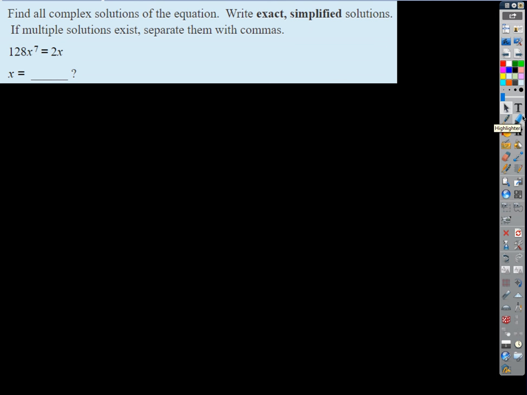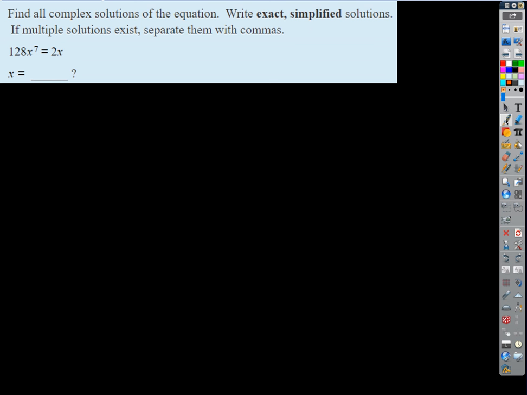Okay, what about this one? What do I do? Move the 2x over, sure. Okay, move the 2x over. Could I do anything else? Could I simplify this right away? Divide by 2. Can't divide by x.